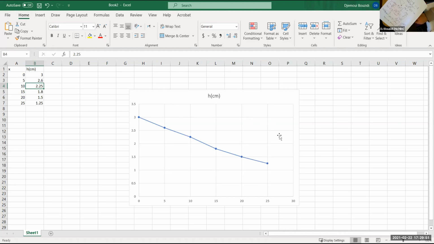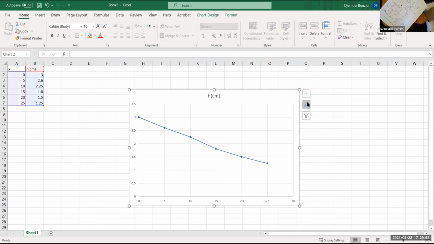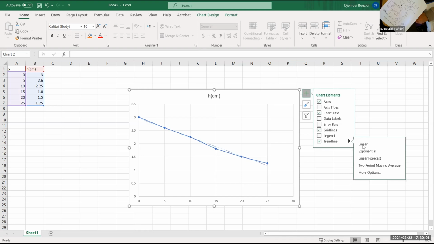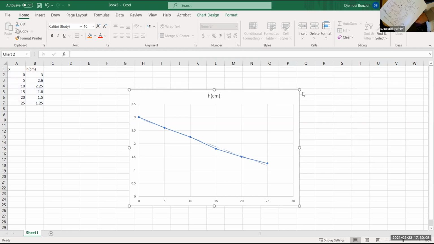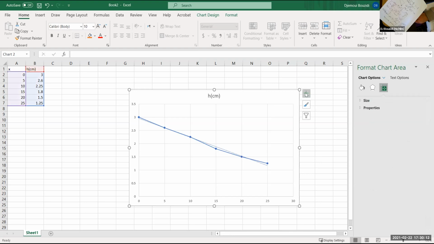So anyway, let's see here. One thing that you could do to find the slope is to actually add the trend line and make sure that that trend line is linear, okay? And more options. Let's see what, okay, why is my program? Oops. My computer all of a sudden, okay.